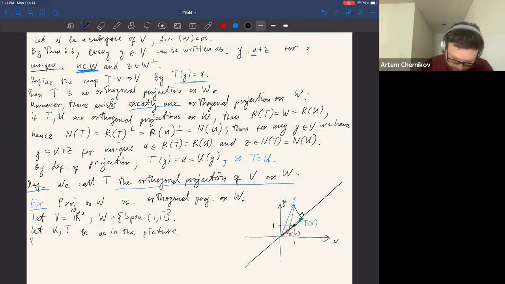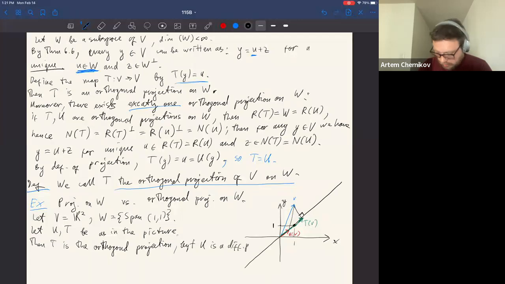Okay, so we have these two projections. Then T is the orthogonal projection. But U is a different projection. And visually the difference is determined by the orthogonality of the resulting component. So note again that V minus T of V belongs to the orthogonal complement of W. So this is the line W, I should have noted. On the other hand, V minus U of V does not belong to the orthogonal complement, right? Because the angle here is not straight. So the difference between V and U of V is not in the orthogonal complement. So this is just an illustration in R2.